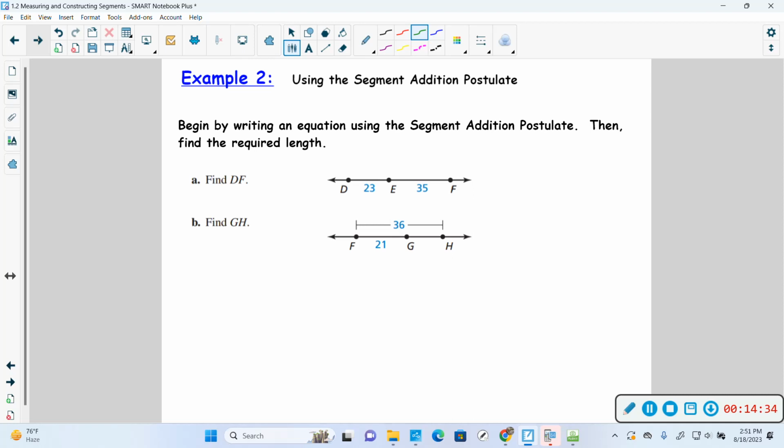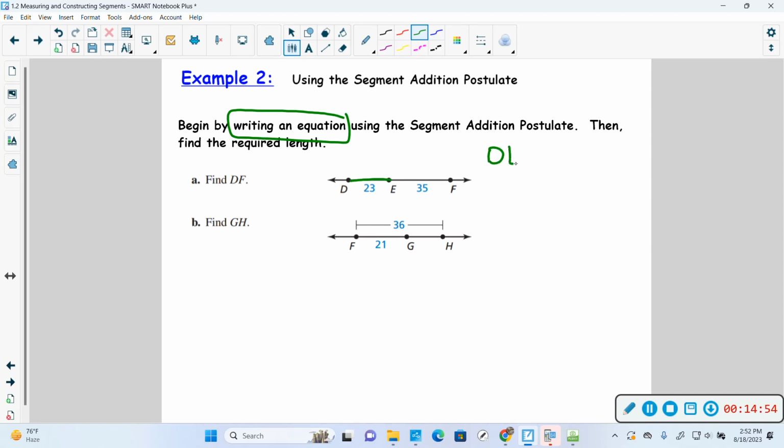That's no big deal. Here's the yucky part, okay? This writing an equation part is the same directions on your homework. The first 8 problems are going to tell you to do this. So here's what I want for you. This is super easy. We're just practicing our segment addition postulate.